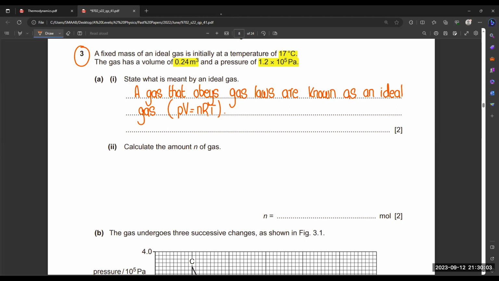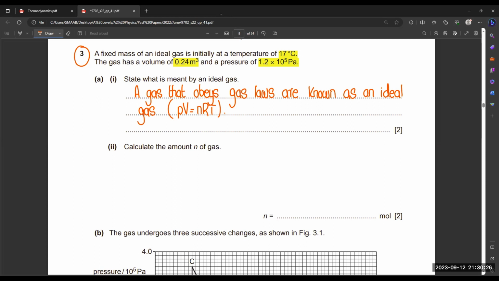So basically, this is the first answer of your first question. And in the second part, they are asking about the calculations. And what are the calculations? You have to calculate the amount of gas. And if you remember the formula that we already wrote in the definition, PV is equal to nRT. So basically, we have to calculate the small n.